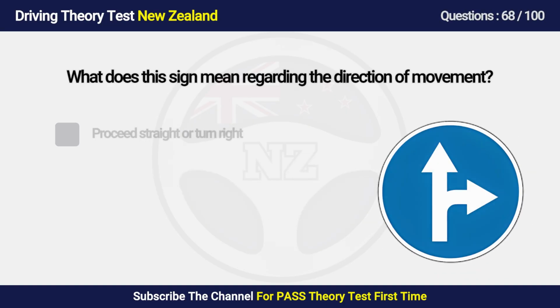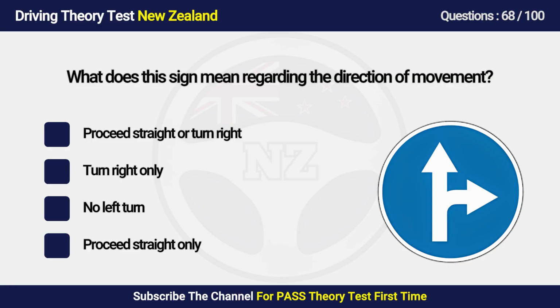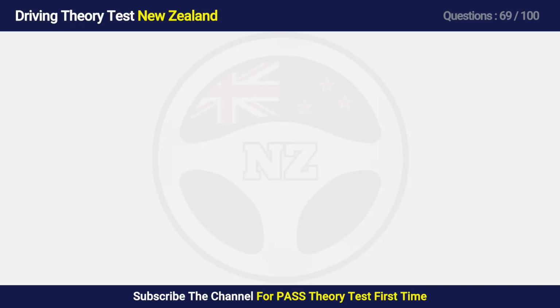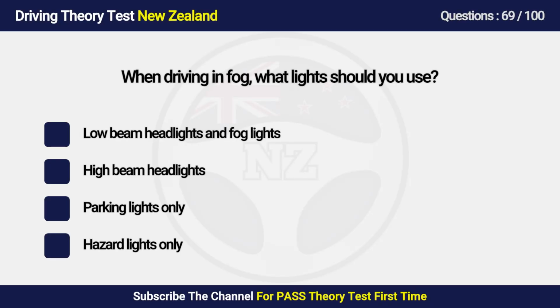Question 68. What does this sign mean regarding the direction of movement? A. Proceed straight or turn right. B. Turn right only. C. No left turn. D. Proceed straight only. Answer is A. Proceed straight or turn right. This sign indicates that drivers have the option to either proceed straight ahead or turn right at the upcoming intersection or junction.